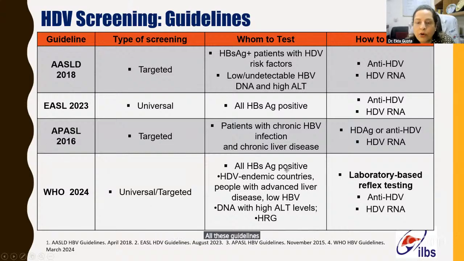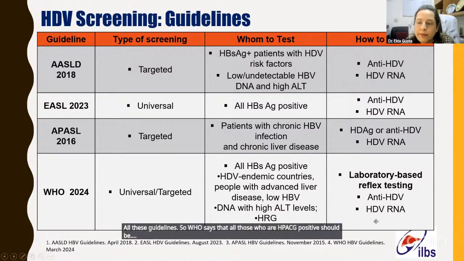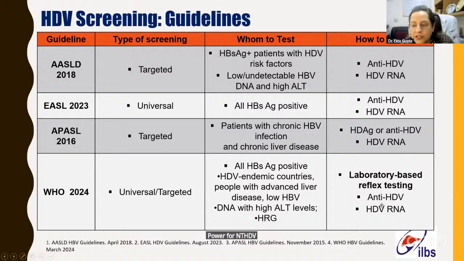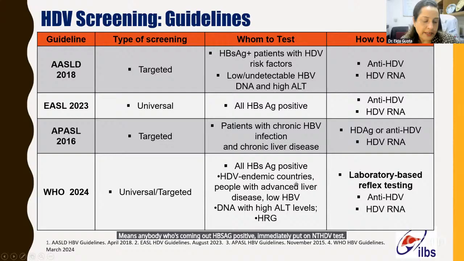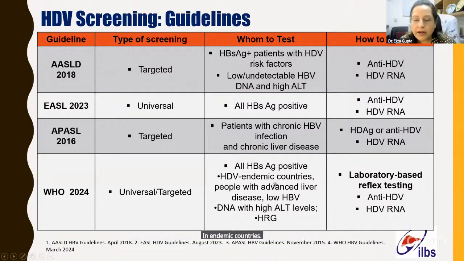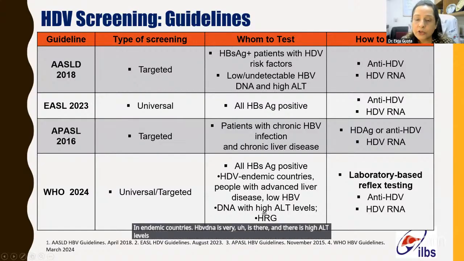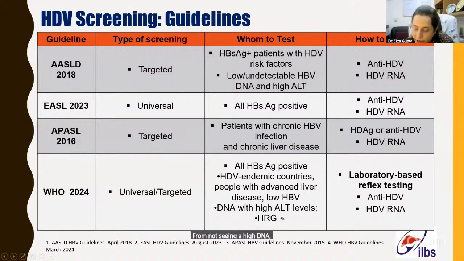WHO says that all those who are HBsAg positive should be tested for anti-HDV antibodies, IgM, IgG, as well as HDV RNA. And this should be lab-based reflex. It means anybody who comes out HBsAg positive should immediately be put on an anti-HDV test. In endemic countries, if HBV DNA is there with high ALT levels, or a high-risk group without a high DNA, go ahead and test.